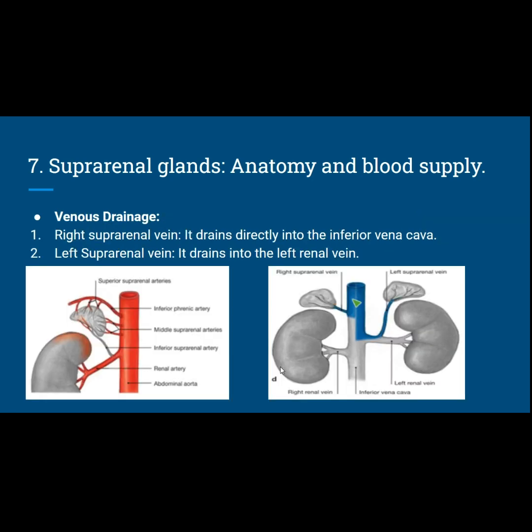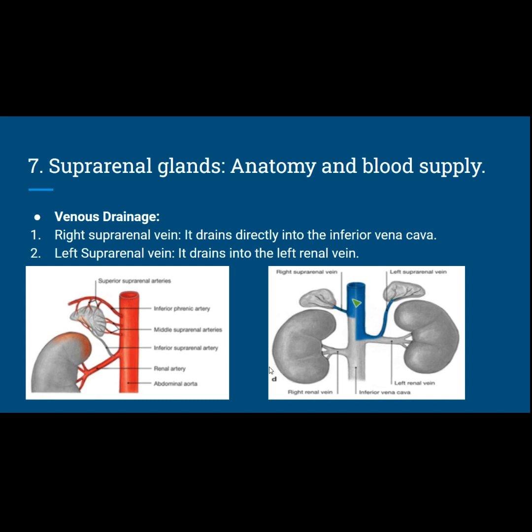The venous drainage is going to be the right suprarenal vein and the left suprarenal vein, and they drain directly into the respective veins. The right suprarenal vein drains directly into the inferior vena cava, and the left suprarenal vein drains directly into the left renal vein.